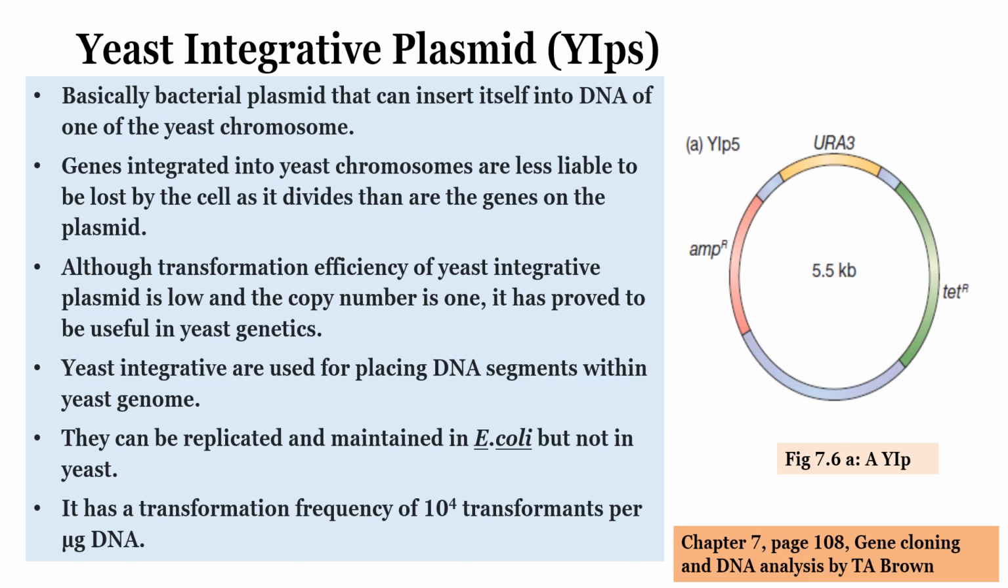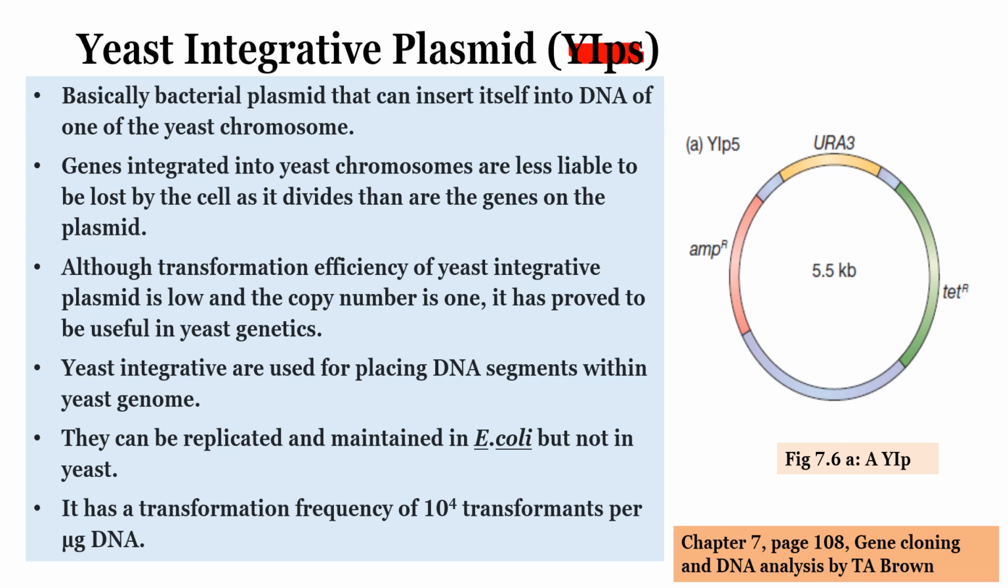Now, let's come to the second type of plasmids, and these are yeast integrative plasmids. The name indicates that they are purposely designed to get integrated into the yeast chromosome. Why do we want it to integrate into the yeast chromosome? Because, first thing, we want a stable transformation. A stable transformation means it will let our gene of interest be integrated into the yeast and make the yeast transgenic. Yeast integrative plasmids are basically bacterial plasmids that can insert themselves into the DNA of one of the yeast chromosomes.